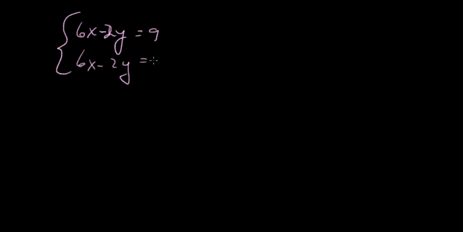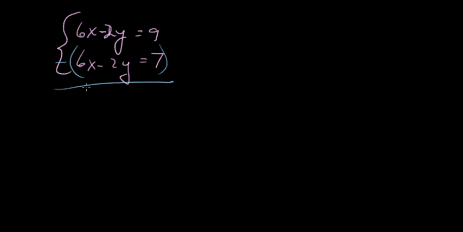This time we've got 6x minus 2y equals 9. 6x minus 2y equals 7. This time, and some of you probably already figured out what's going on here, we've got the same 6x minus 2y. So this time I'm going to subtract the bottom one. I don't have to change anything. I've got the same terms here.